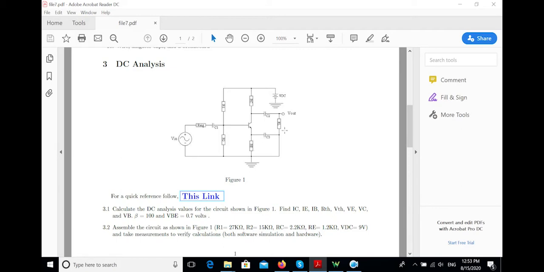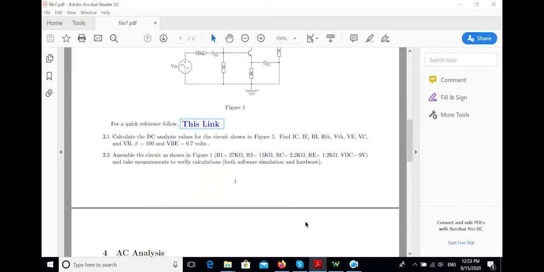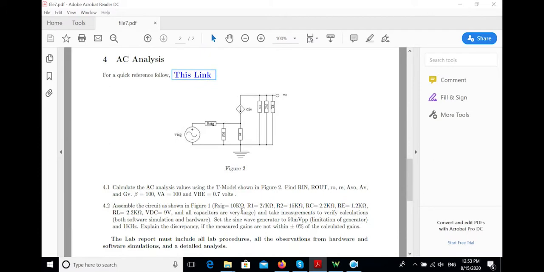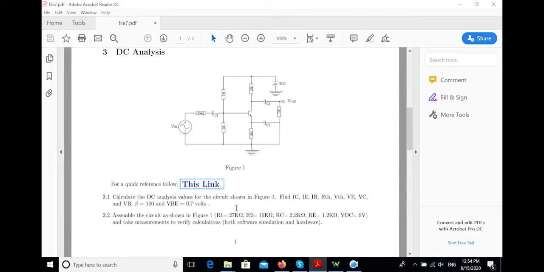RL is 2.2, as you have it here. RL is 2.2K, and our signal is 10K. Our signal is 10 kilo.